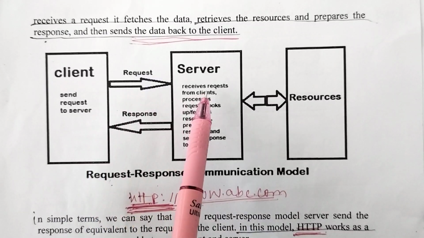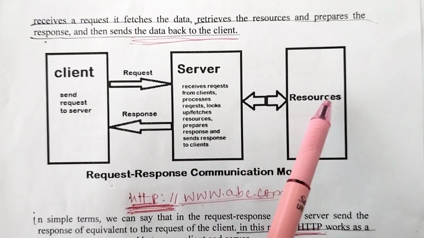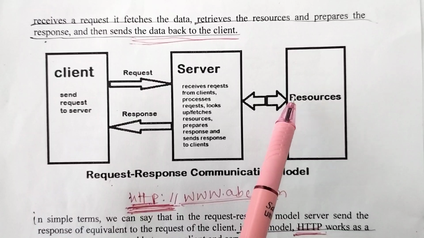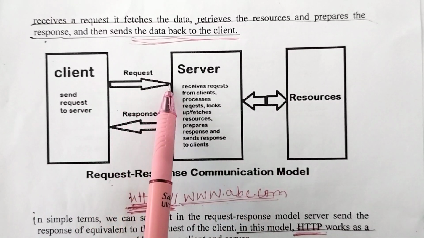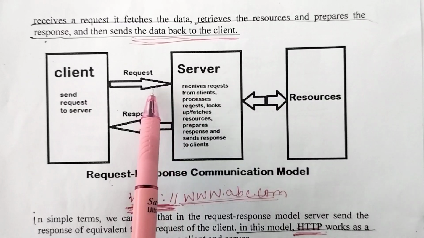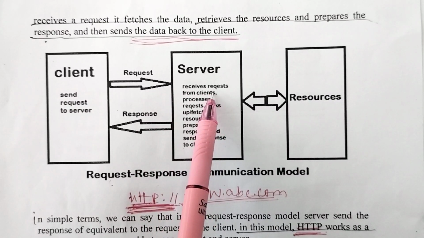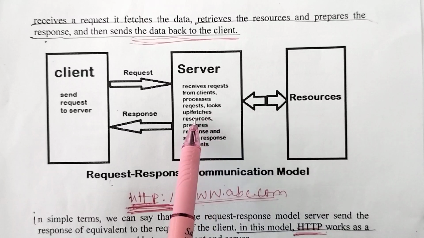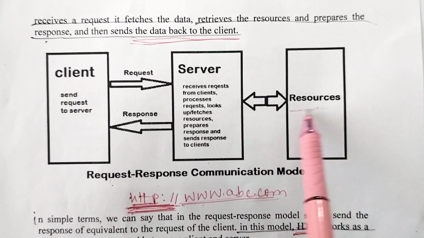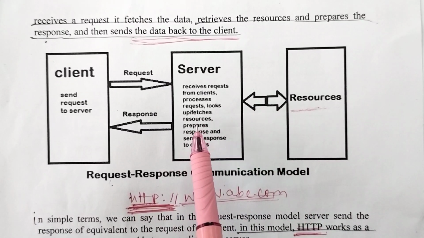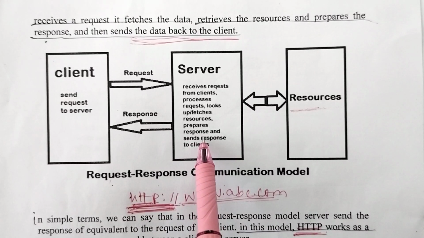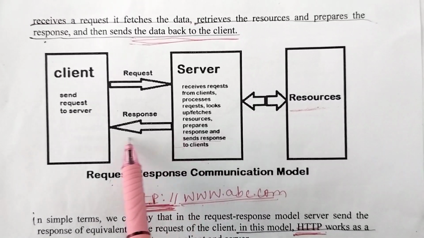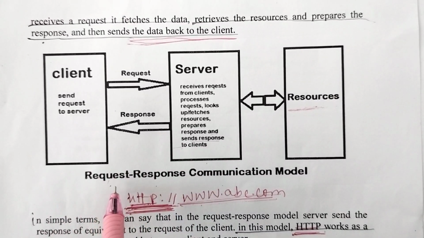So every time the client wants access to a particular data, it will request the server for that data. You can see there is a client and server in this model, and this is a resource. Resources are basically in the repository or database of the data. So the client sends a request to the server. Now the server receives this request from the client, processes this request, looks up or fetches for the resources in the database or repository. Once it has found that particular resource or data, it prepares the response, and once the response has been processed and prepared, it sends the response back to the client. So this is how the request response communication model works.